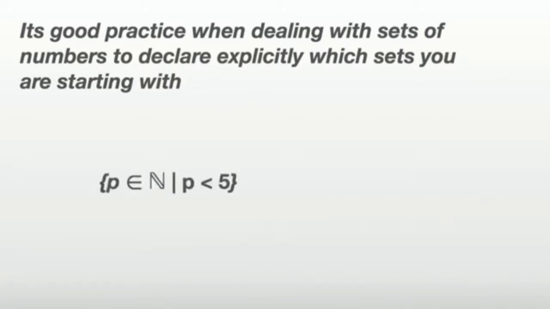It's good practice when dealing with sets of numbers to declare explicitly which sets you're starting with. This is done before the "such that" symbol. For example, p in the natural numbers such that p is less than 5 is a completely different set to r in the real numbers such that r is less than 5.